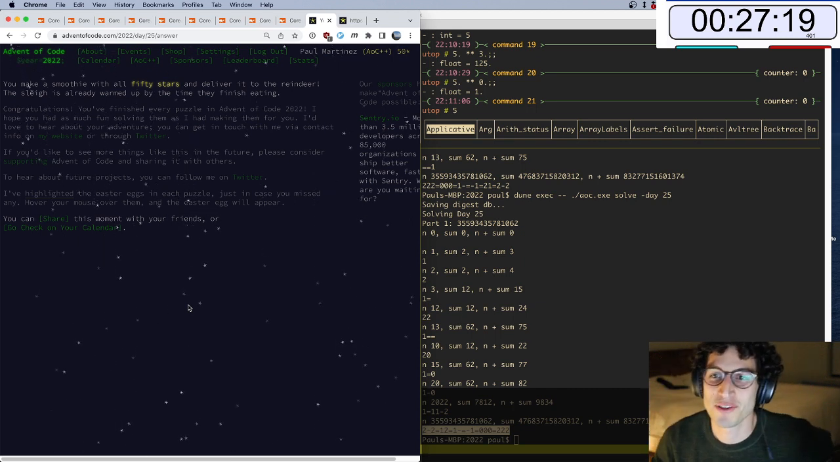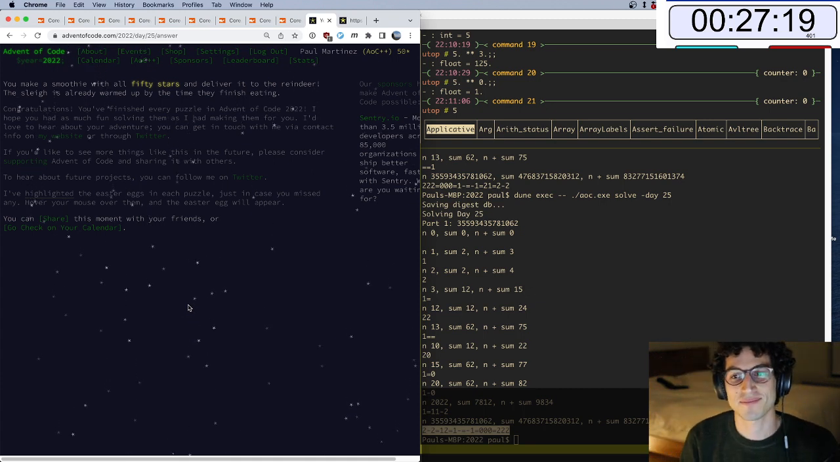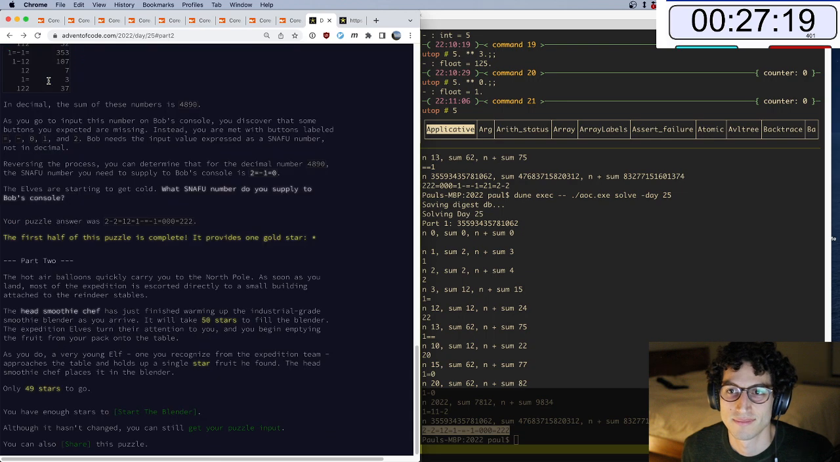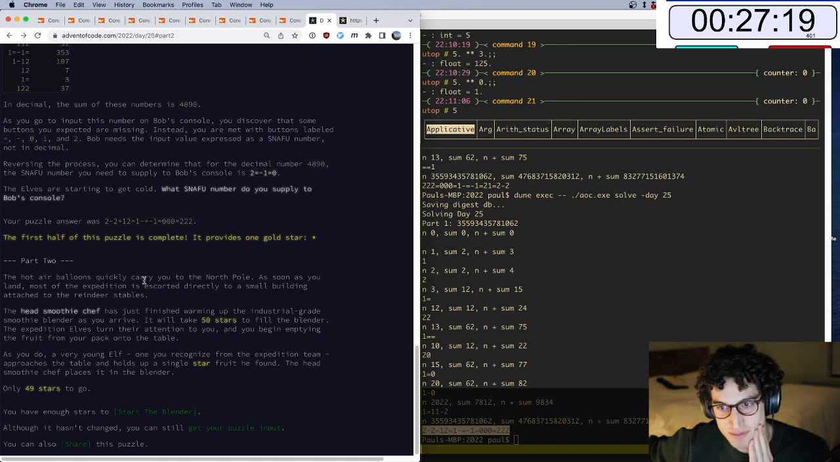You make a smoothie with all 50 stars. Hot air balloons quickly carry you to the North Pole. As soon as you land, most of the expedition is escorted directly to a small building. Head smoothie chef has just arrived, warming up the industrial grade smoothie blender. It will take 50 stars to fill the blender.